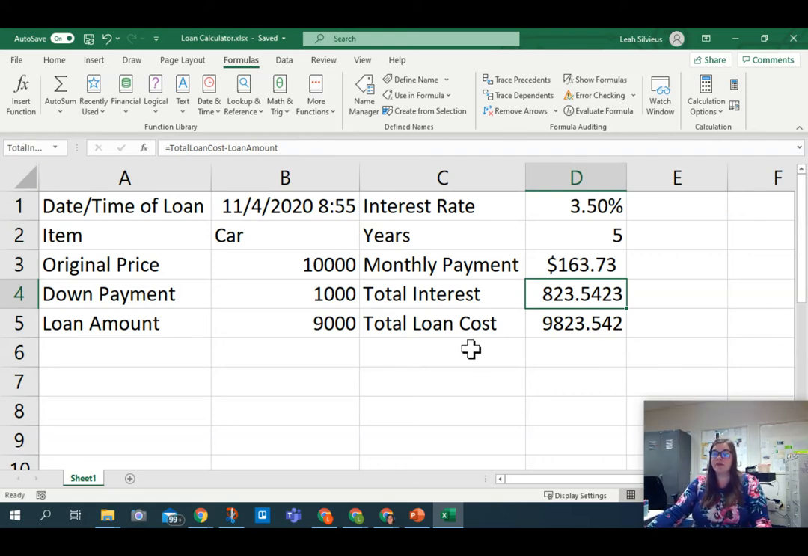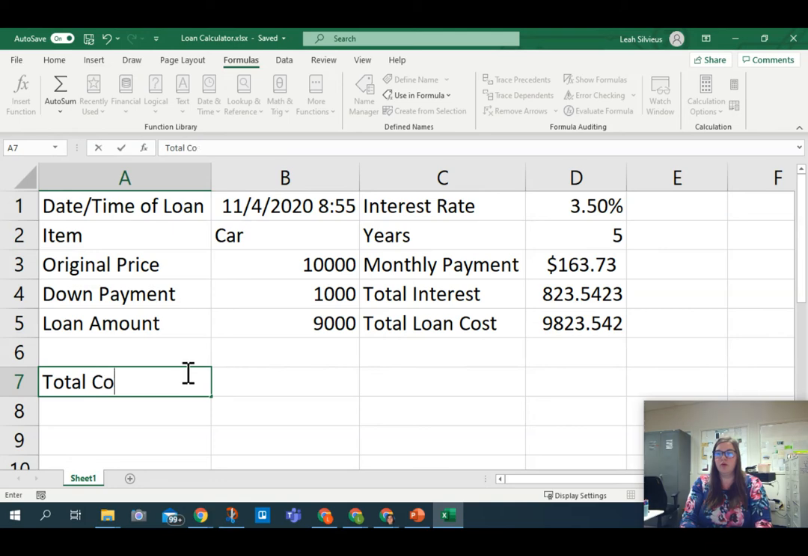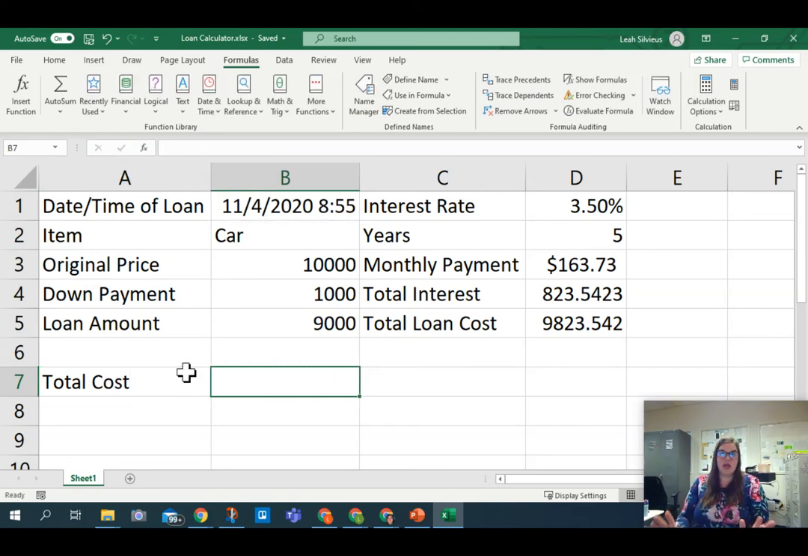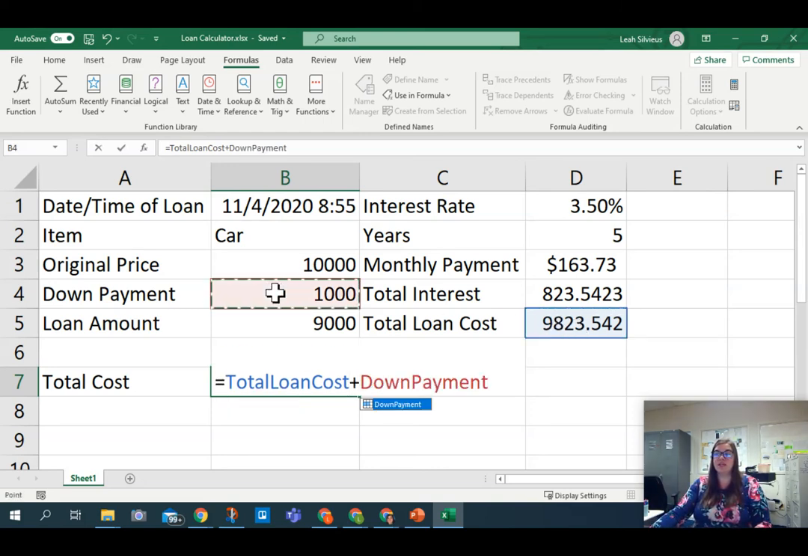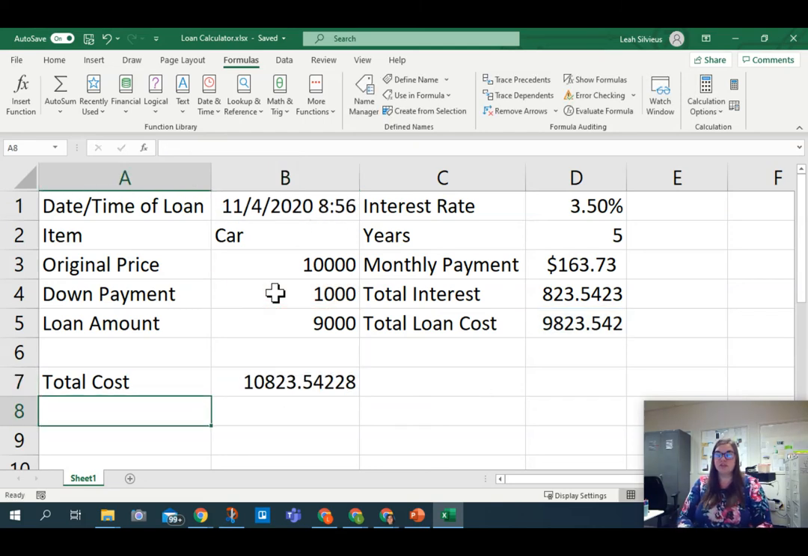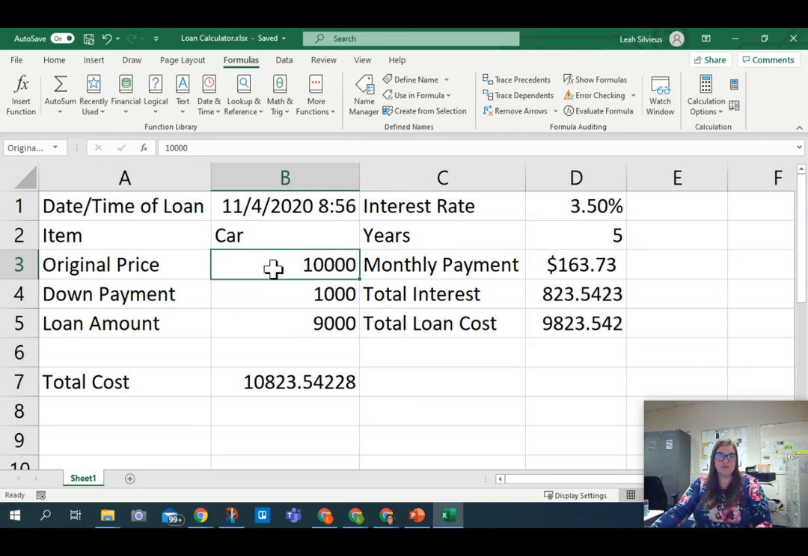Okay, last calculation. Ready? What is the total cost? What did it actually cost me? Calculate that. Pause it. See if you can do it. All right, so the car cost me how much I got in a loan plus interest, right? Plus how much I brought to the table, the down payment. So overall, this car cost me $10,823 when the original price was $10,000.